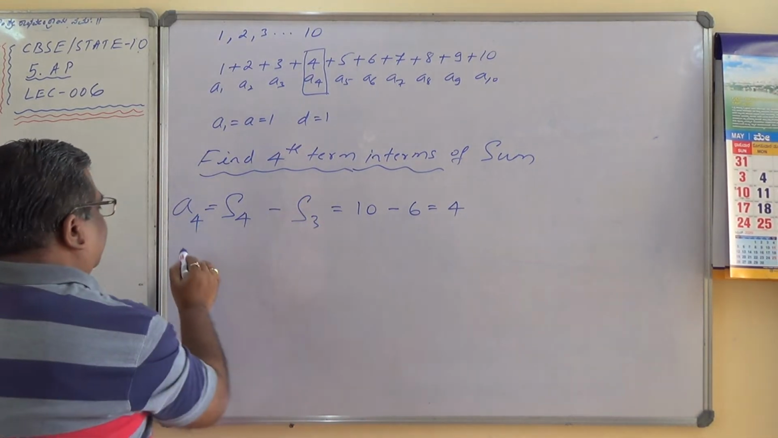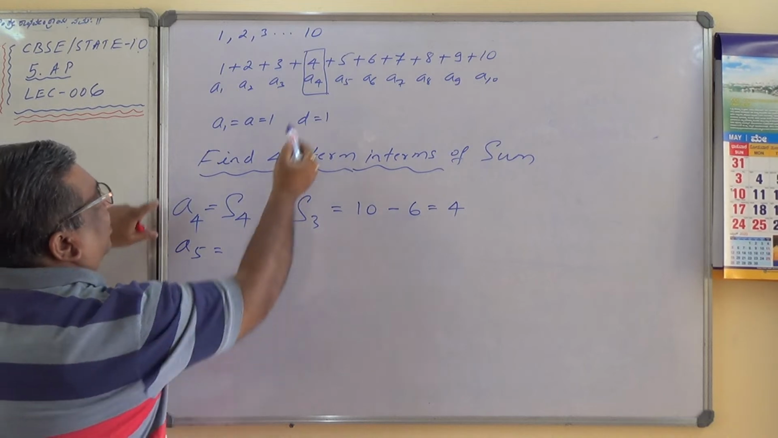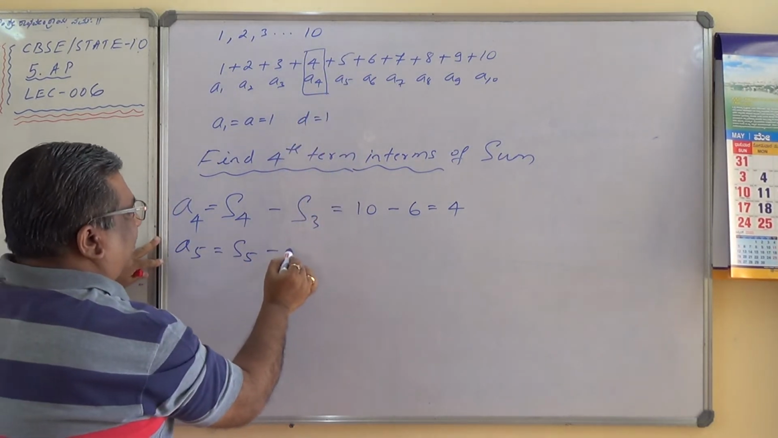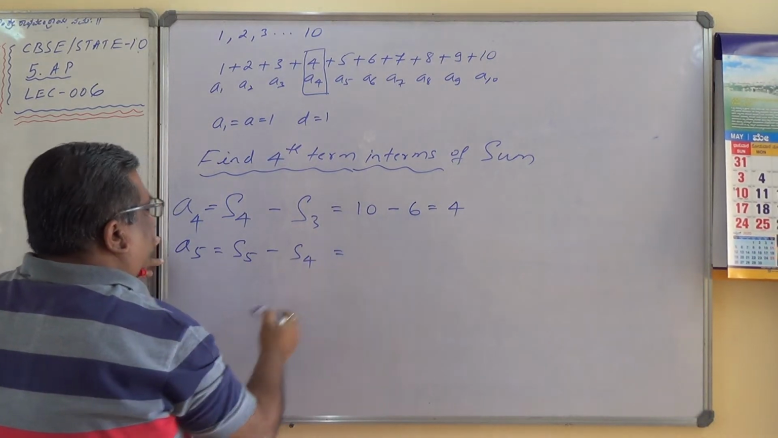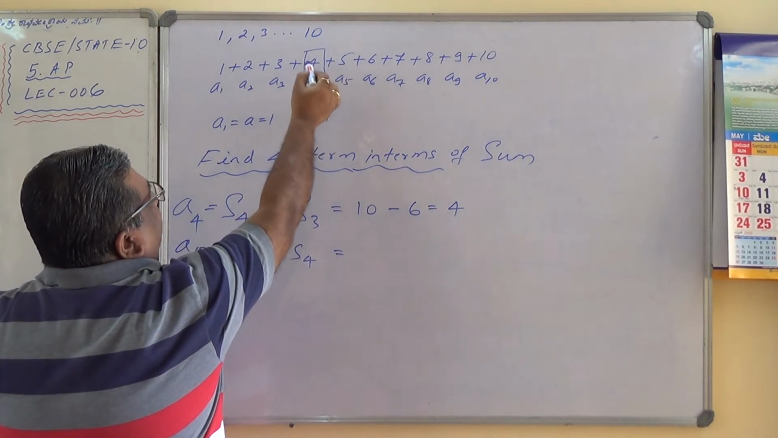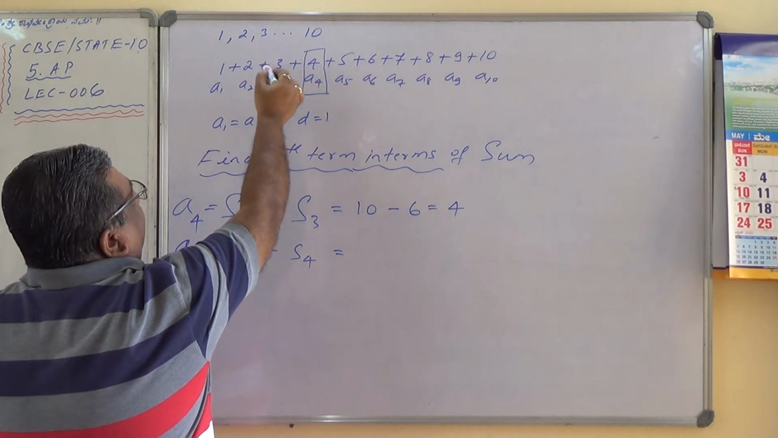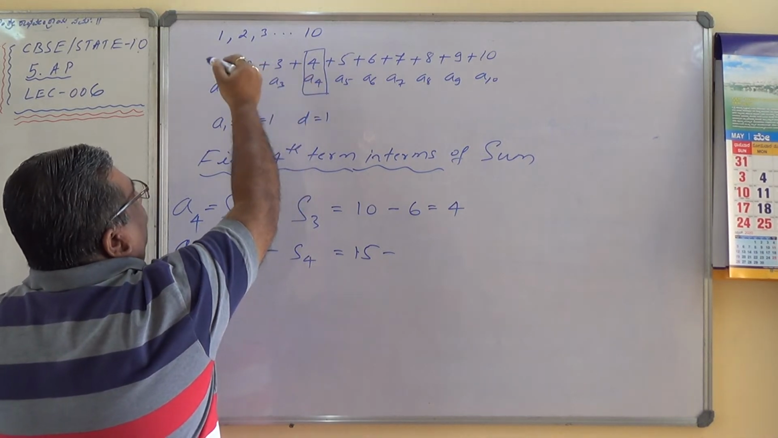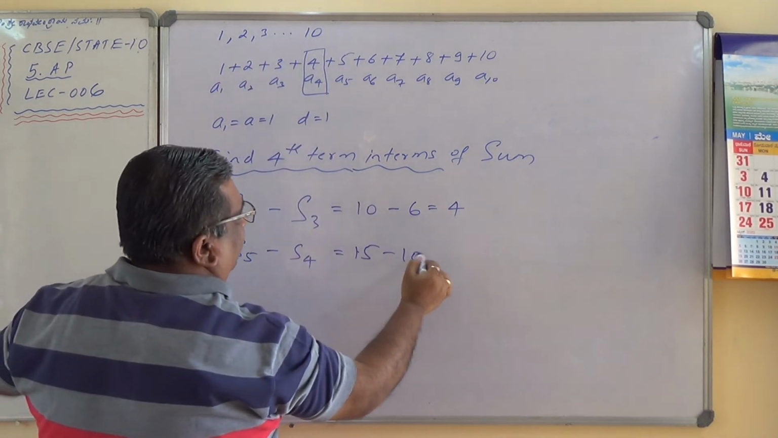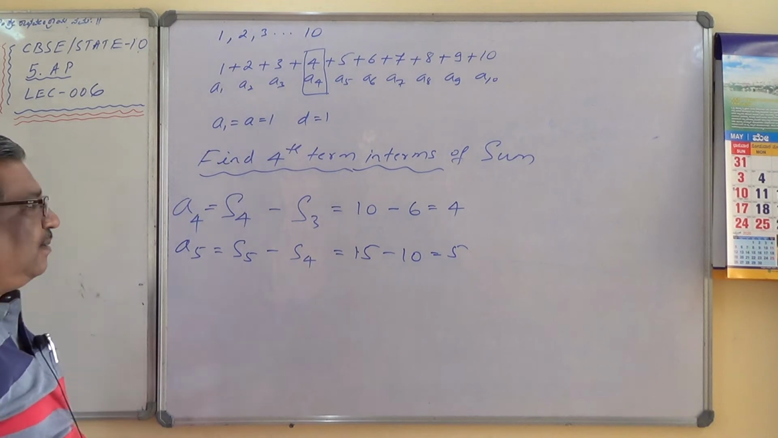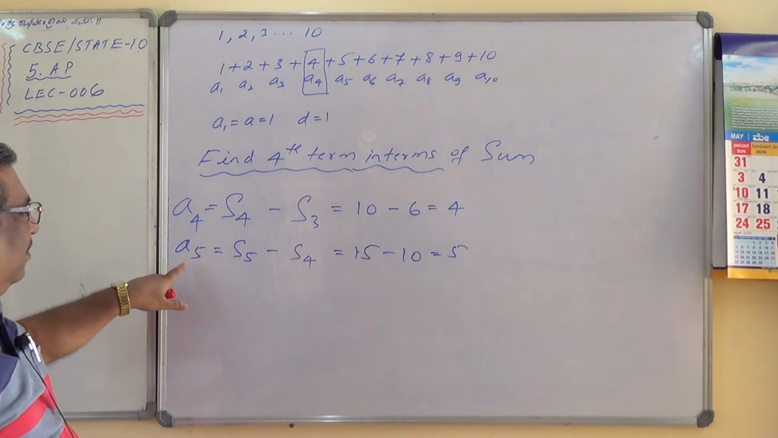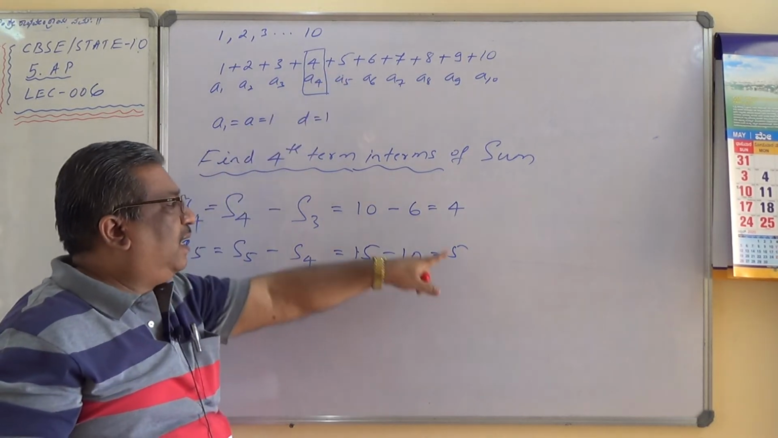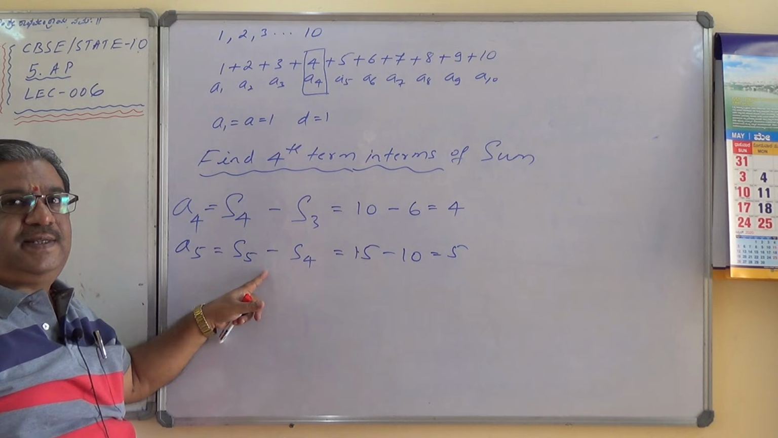Let me calculate the fifth term, A5. Can I do this way? Fifth term, if I want, sum up to first 5 terms minus sum up to first 4 terms. Is it true? Let us take sum up to 5 terms. 5 plus 4, 9, 12, 14, 15 minus 4, 3, 2, 1, 10, which equals 5. Yes, perfectly I am getting the answer. See, very interesting. A5 or fifth term is 5 here, and how did I obtain it? Sum up to 5 terms minus sum up to 4 terms.